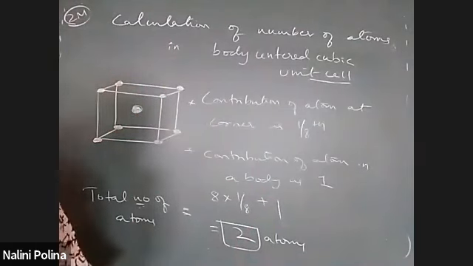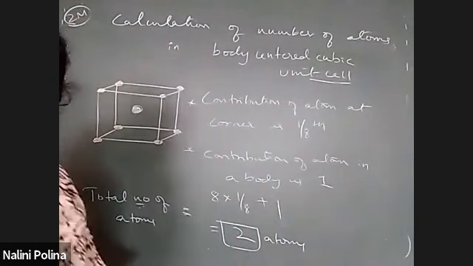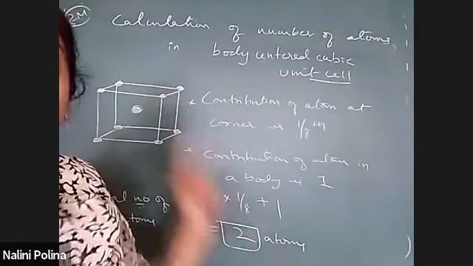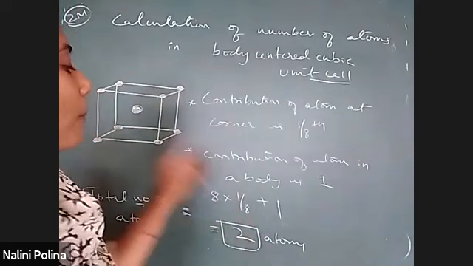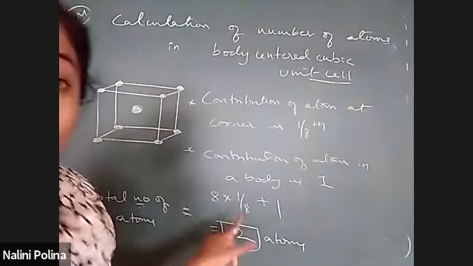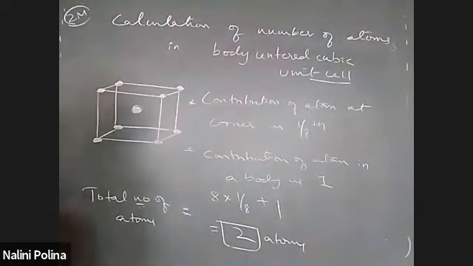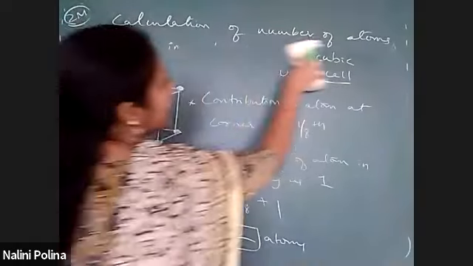So this number is very important. Number of atoms that belongs to simple cubic unit cell is 1. Number of atoms that belongs to body centered cubic unit cell is 2. Okay, so calculation important. So that's all about calculation of number of atoms in body centered unit cell.